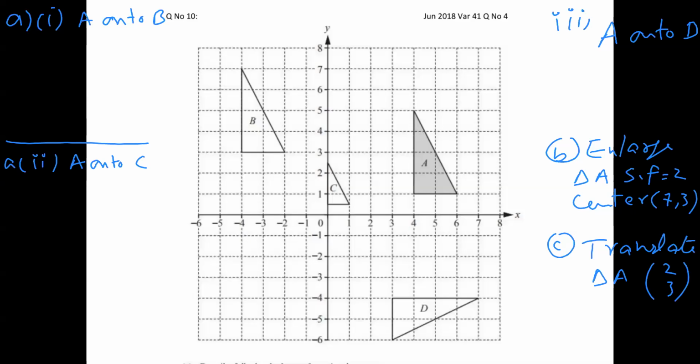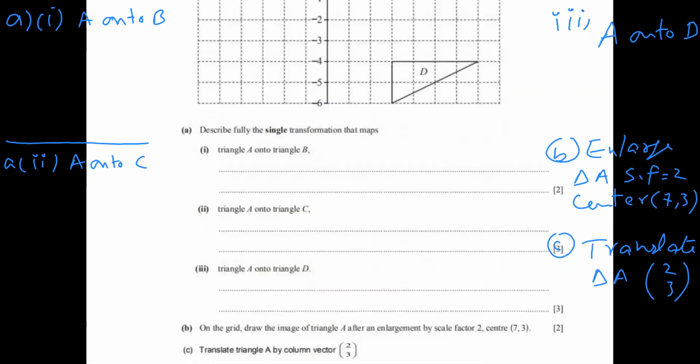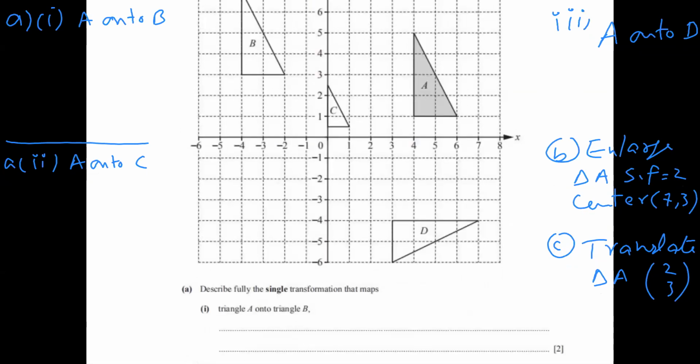Bismillah ar-Rahman ar-Rahim. This is a question from June 18, 41 variant, question number 4. The topic is transformation. We have all parts below, but I wrote left and right so you can focus on the question easily.